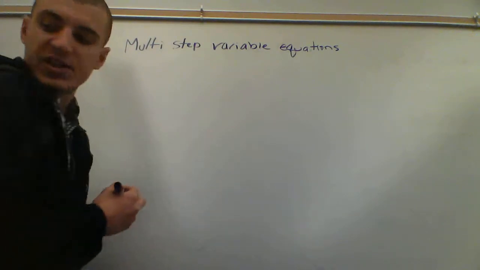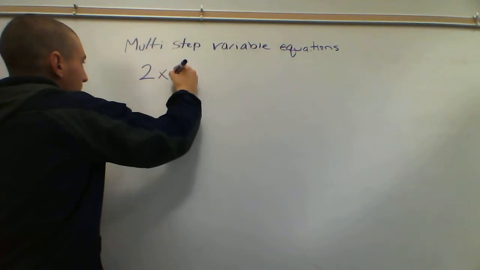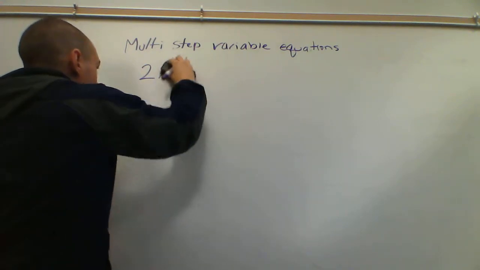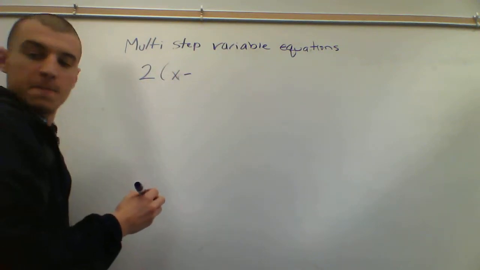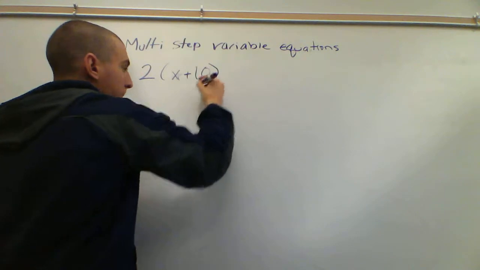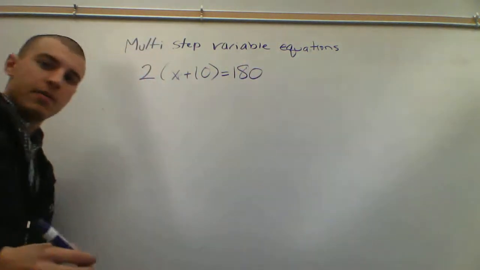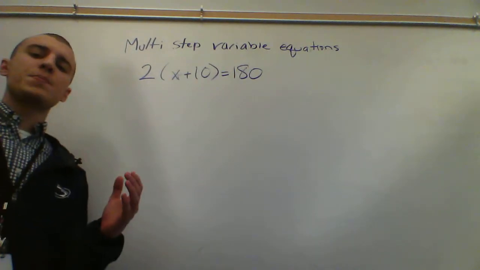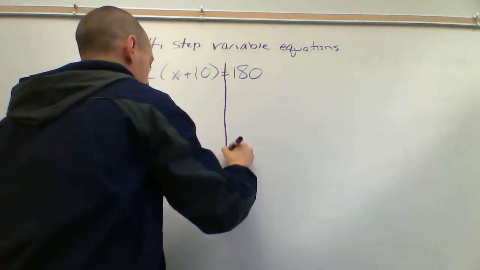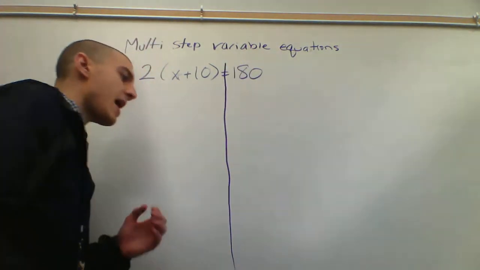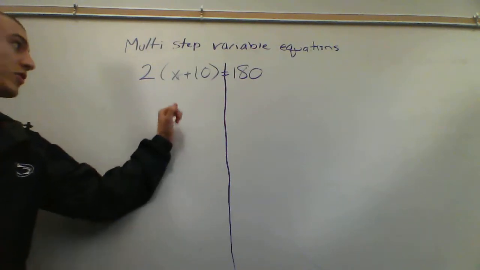So we have an equation that's going to look something like this. Right? 2 times the quantity x plus 10 equals 180. All right? So now we have this new problem, okay? And we always start by drawing our line, right down the middle here. Now there's an extra step before we solve. Okay, and that extra step is the distributive property.